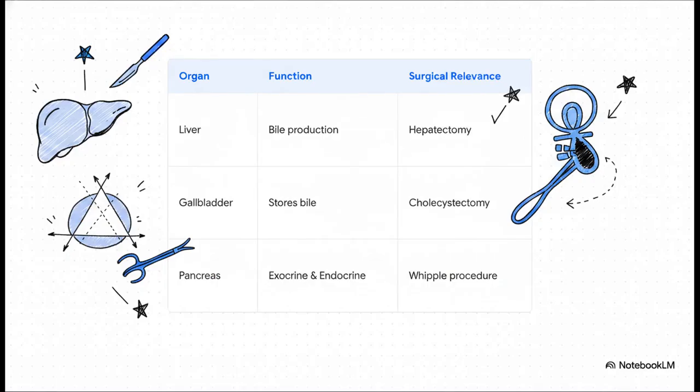When you're reviewing accessory digestive organs, you've got to focus right in on the surgical relevance. Take the pancreas, for example. You must associate it with the Whipple procedure, also known as a pancreaticoduodenectomy, which is used for tumors in the head of the pancreas. And for the gallbladder, you absolutely 100% need to know Calot's triangle. That's the cystic artery, the cystic duct, and the common hepatic duct, which all must be identified during a cholecystectomy. Seriously, these are guaranteed exam points right here.